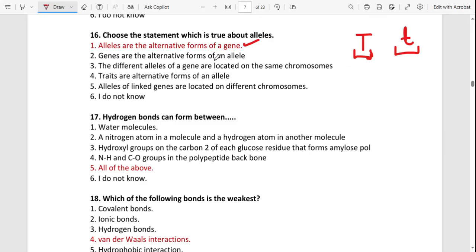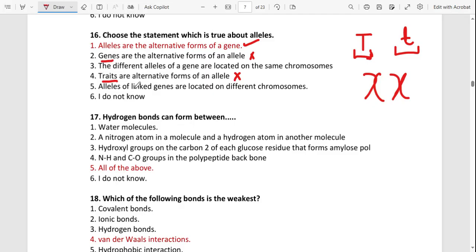Okay. So the next one is saying genes are the alternative forms of an allele. This is the opposite. It's allele is the alternative form of a gene. Different alleles of a gene are located on the same chromosome? Now, different alleles of a gene are going to be located on different chromosomes, one from your father, one from your mother. Traits are alternative forms of an allele, and that's also not correct. Actually, traits in Mendelian genetics refer to these same genes.